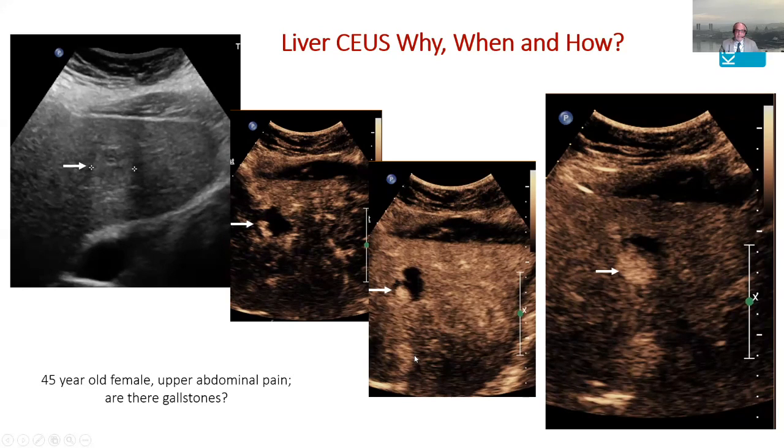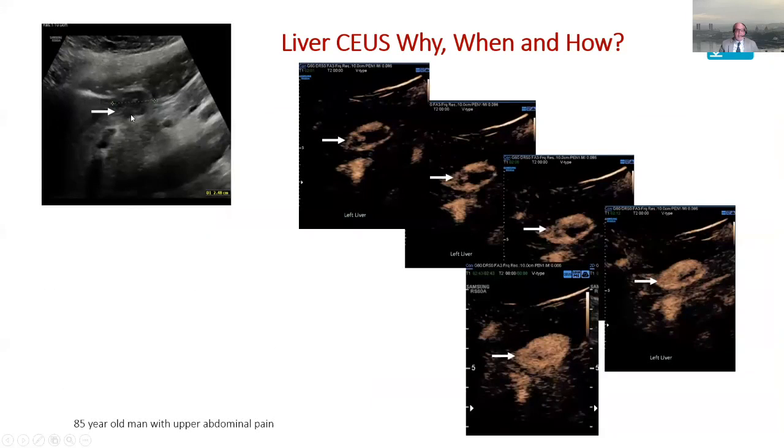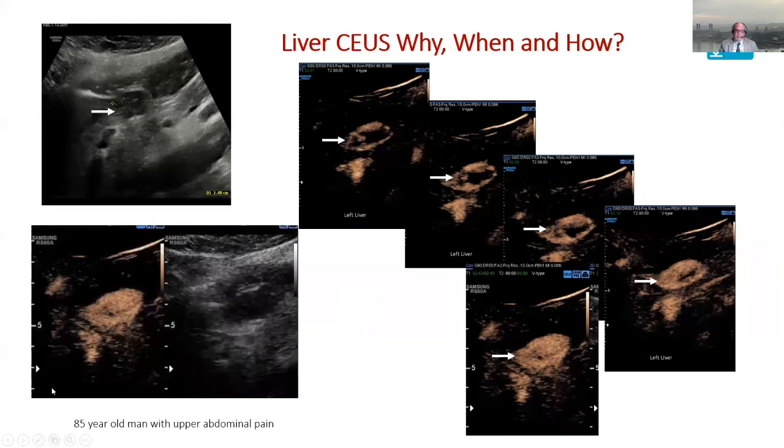You've diagnosed a hemangioma. Another lesion, a little bit atypical, on the edge of the liver in an 85-year-old man with upper abdominal pain. But again, the lesion fills in from the outside, and you can see it fills in completely over time, and this is a hemangioma.